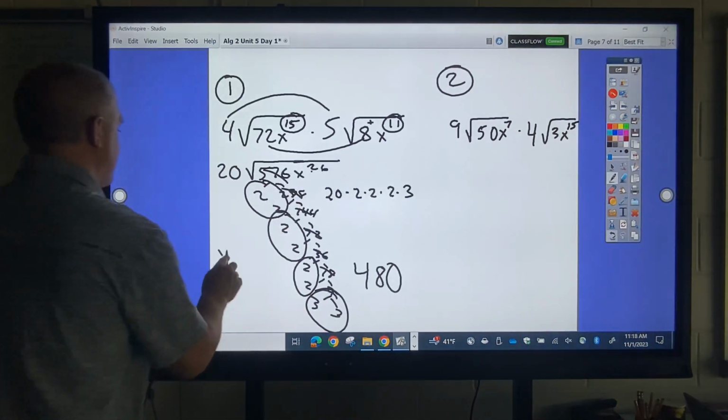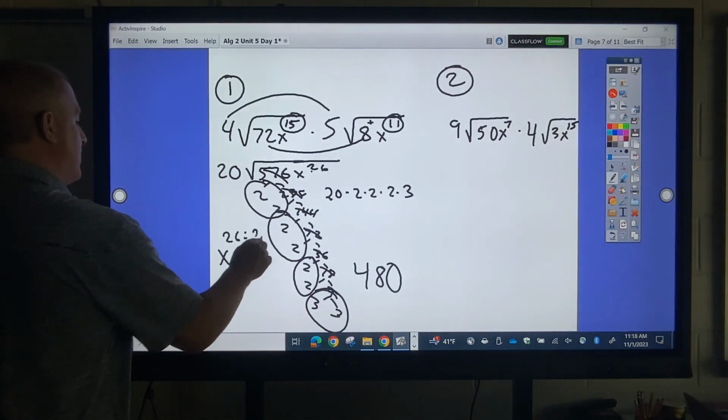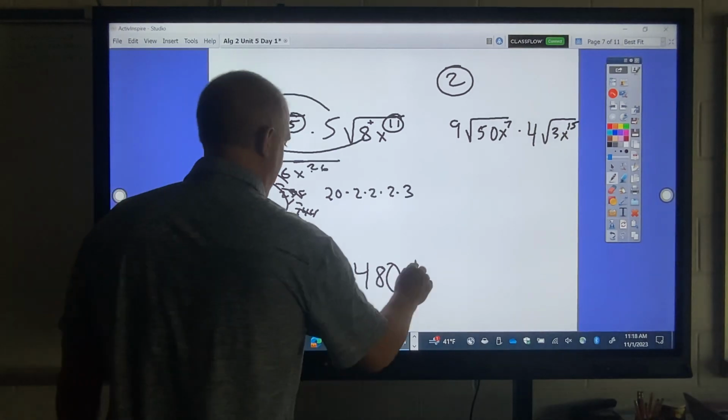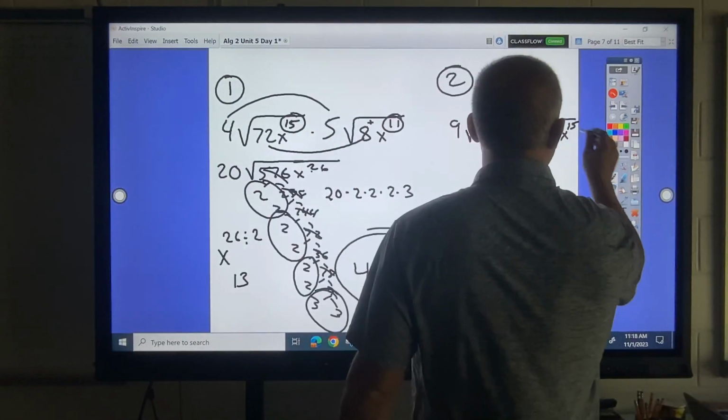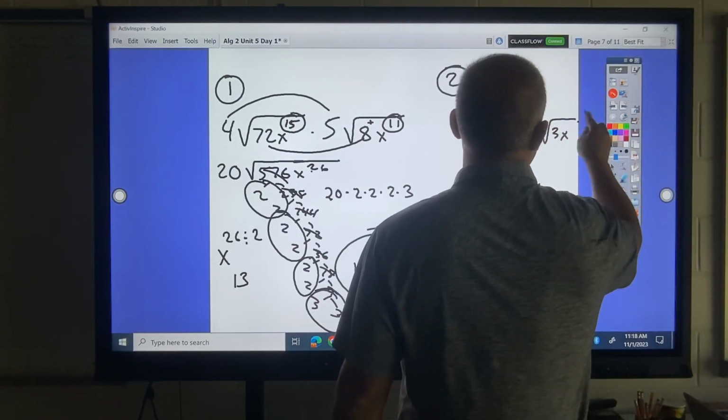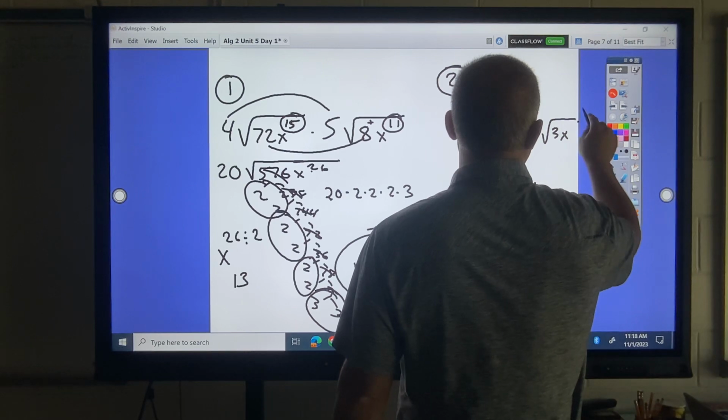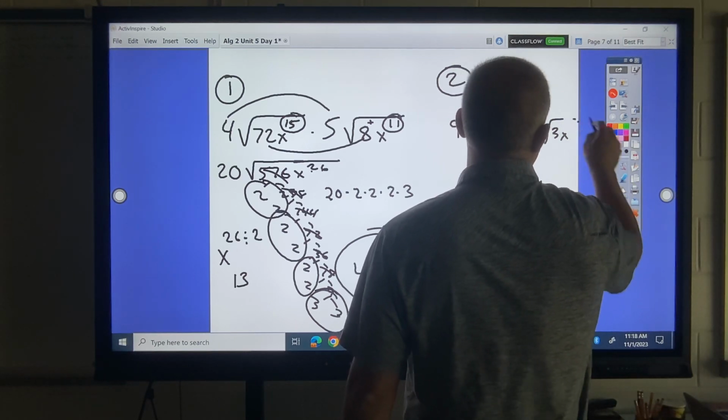I take 26. I would divide that by 2 and I get 13. So that's just x to the 13th power, and that's it. I do not have a radical there, okay? All right, let me change this one here to 12.